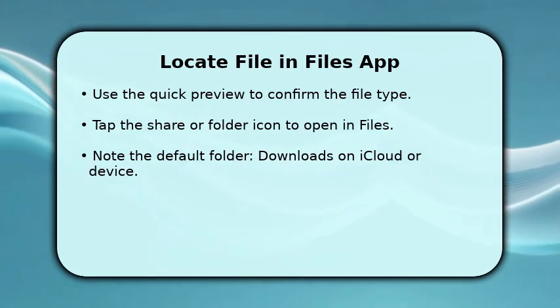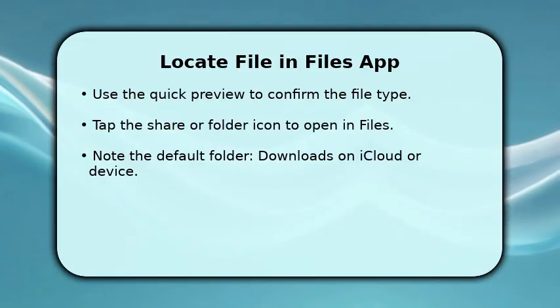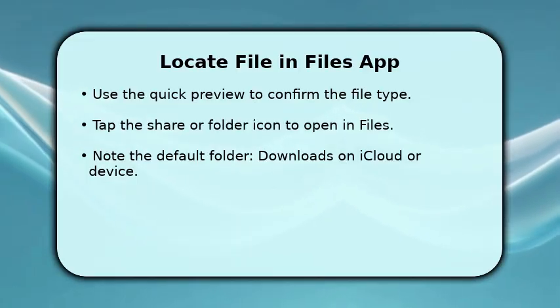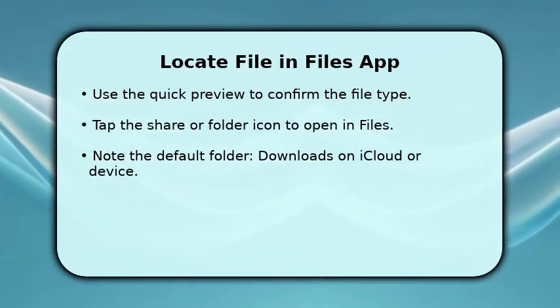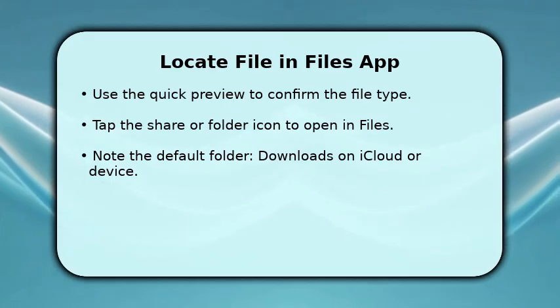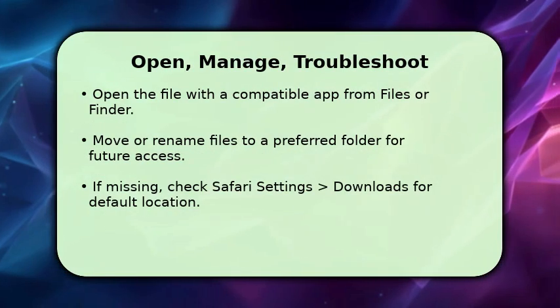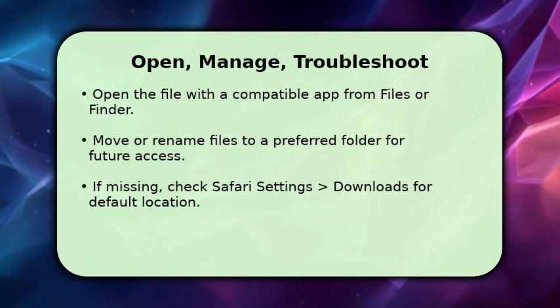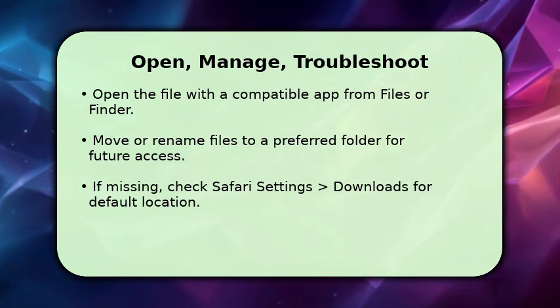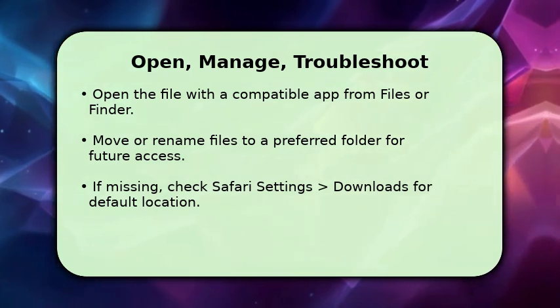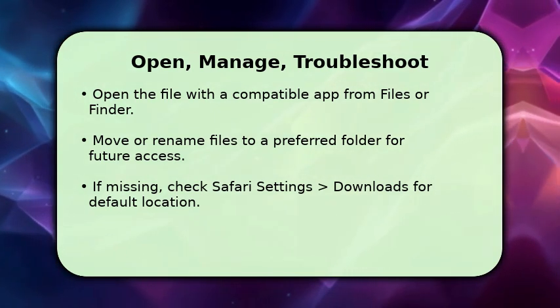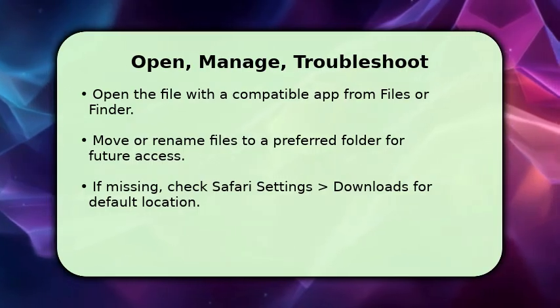This step moves you from Safari's list into the System File Manager so you can organize, rename, or open the file. Now open the file from Files or Finder with the correct app. Double-click on Mac or tap to preview on iPhone, then choose an app if needed. Move or rename the item into a folder you'll remember, because consistent organization prevents repeated searches.